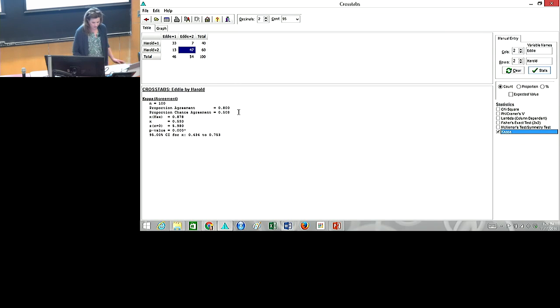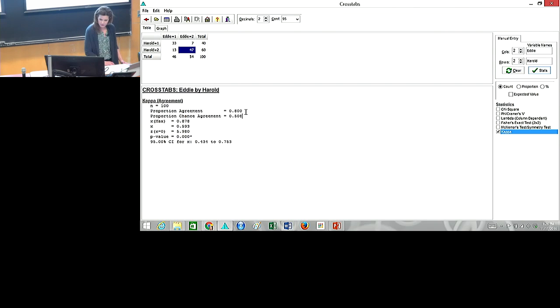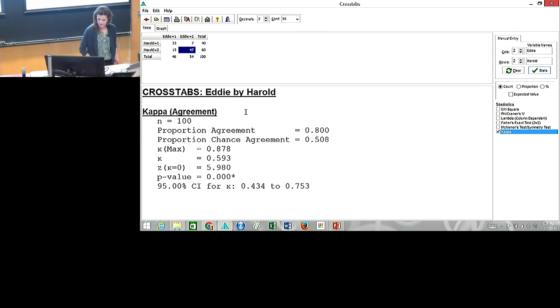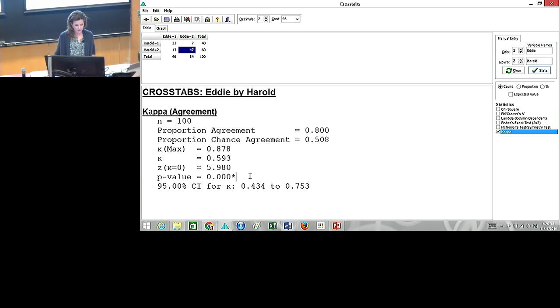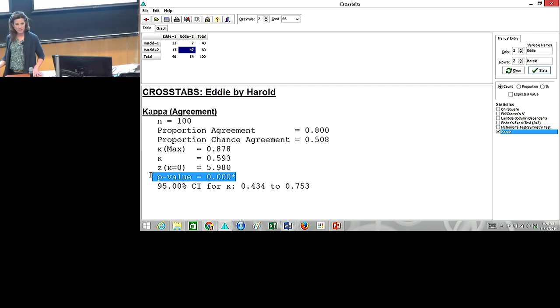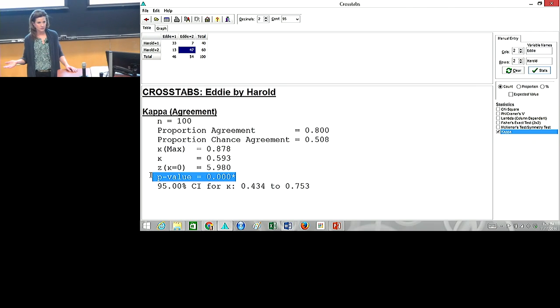Okay, so you can see here, let's see if it'll turn. There we go. That's nicer, isn't it? And so all of those calculations, it'll do that for you. You have a proportion agreement, proportion chance agreement. Your kappa ends up being significant. So what that means is there's significant agreement above that due to chance and chance alone. And we'll go through some more specifics here, but that's really just the basics of it.